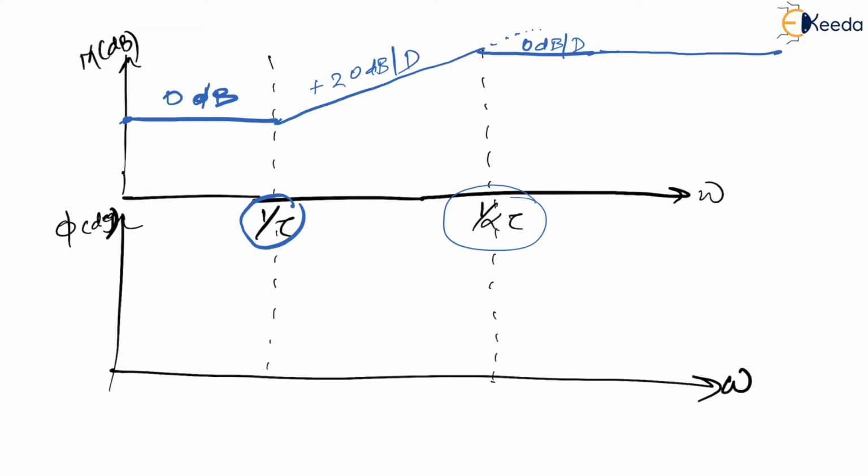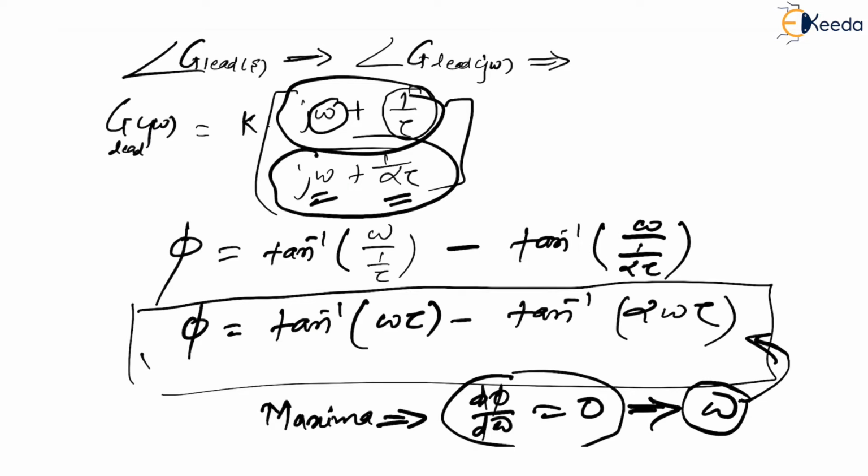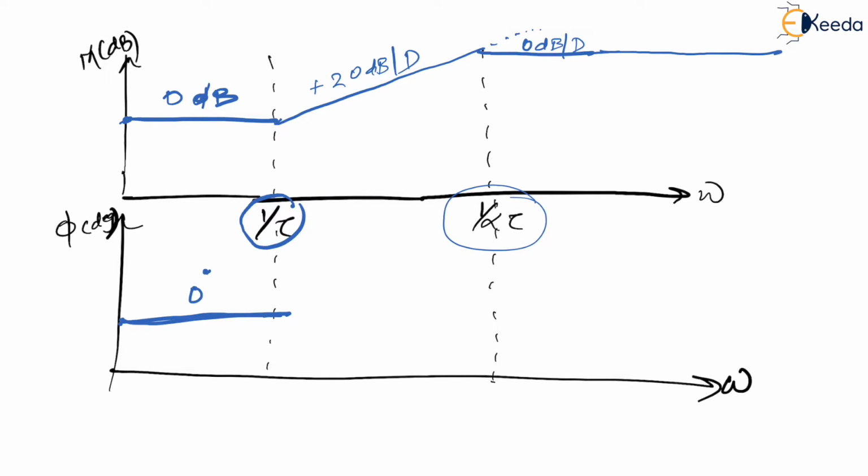Now, let us think about phase. That is what is important for us, right? Starting from 0 to 1 by tau, is there anything? No. So let it be 0 degrees. Now, what happened at 1 by tau? At 1 by tau, you basically have a 0, so this is going to shoot up by 90 degrees. After that, at 1 by alpha tau, you had a pole, which means this should come down by 90 degrees, and this goes like this.